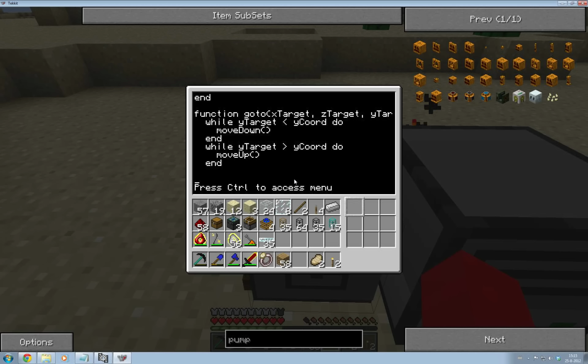Alright, so we've got the right Y coordinate now. Now we need to somehow figure out which direction we have to go on the X and Z. So we have our X target. So let's say our X target is smaller than our X coordinate. Then, or in this case, let's do a do.